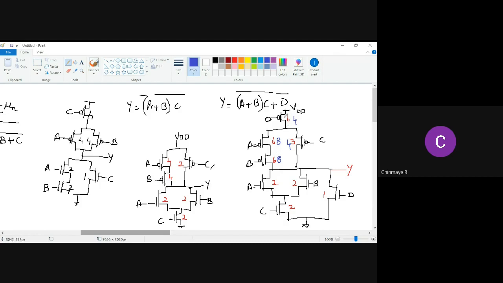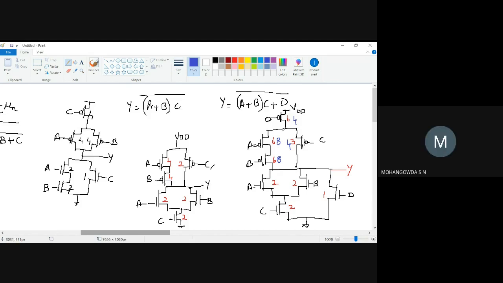Now if you see, D gives a resistance R by 2, A gives a resistance R by 4, B gives a resistance R by 4, and the series combination is R. On the other branch, D gives a resistance R by 2, C gives a resistance R by 2, and the series combination is R. So both these sizings are correct. You can either size this as 6, 6 and 6, 3 here, or 4, 4, 8 and 8. Both these are correct.